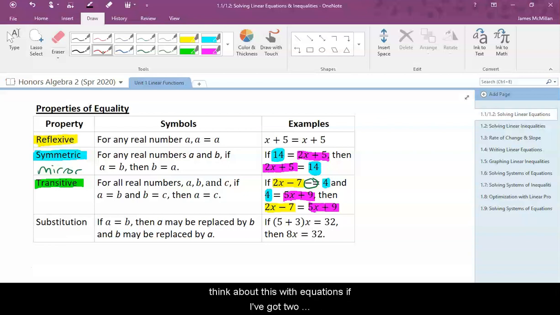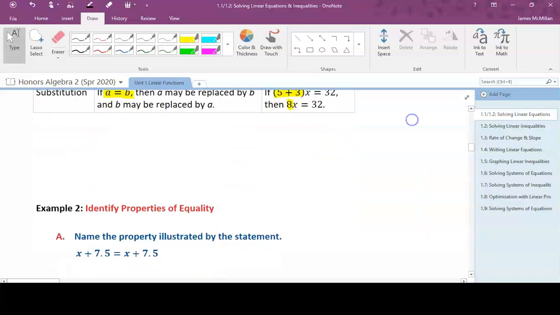And so when we think about this with equations, if I've got two separate statements that are equivalent, we can replace one with the other. And so if A is equal to B, then I can replace it anywhere in the statement. In a simple example here, if I've got 5 plus 3, well, we know that 5 plus 3 is equal to 8, so we replace it with the 8 there. So those are the 4 properties we're going to look at in the next examples.